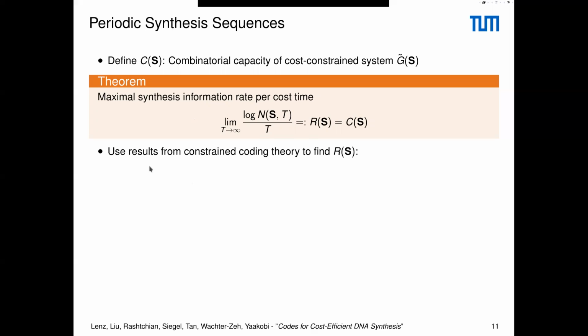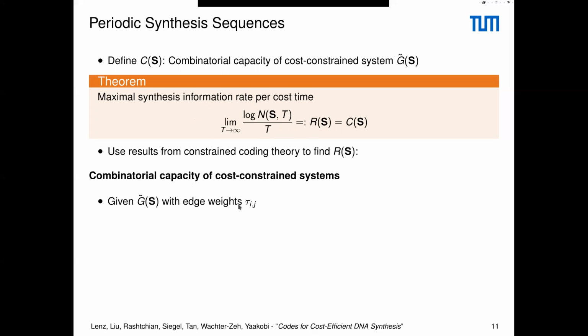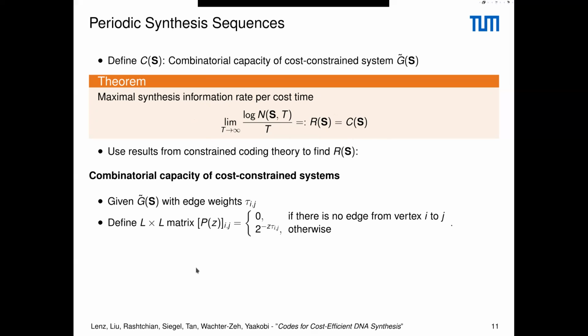Okay. All right. Then we can use results from constraint theory to find this R of S, by finding this capacity of the cost constraint system. So say we have a graph G of S with edge weights tau ij, then we can define this L by L adjacency matrix, which is defined as 0 if there is no edge from vertex i to j, and 2 to the minus z times the weight of going from vertex i to j.